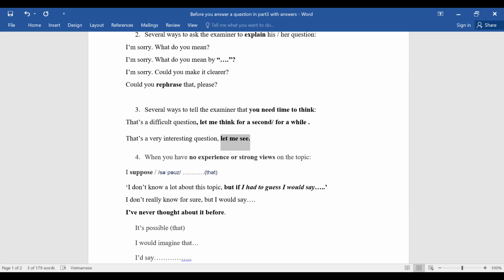And in Part 3, if the topic is difficult for you, you don't need to pretend that you are an expert in an area. IELTS doesn't check your knowledge. IELTS cares about your language level.